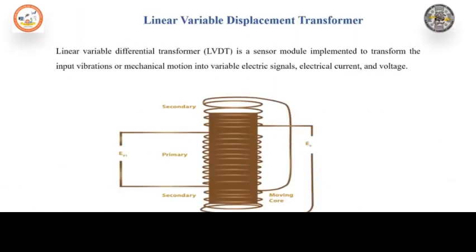So let us come and discuss the next type, that is LVDT, linear variable differential transformer. It is a sensor module implemented to transform input variations or mechanical motions into electrical signals, or electrical current and voltage.